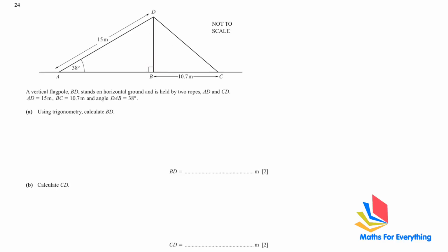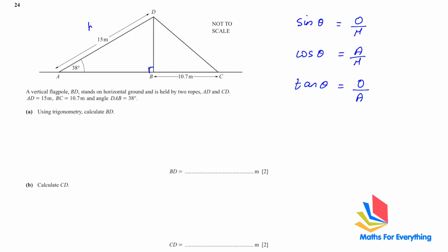I hope you know the trigonometric identities. We have sine, cos, and tan. Sine theta is equal to opposite over hypotenuse, cos theta adjacent over hypotenuse, and tan theta is opposite over adjacent. Hypotenuse is the side opposite the right angle.